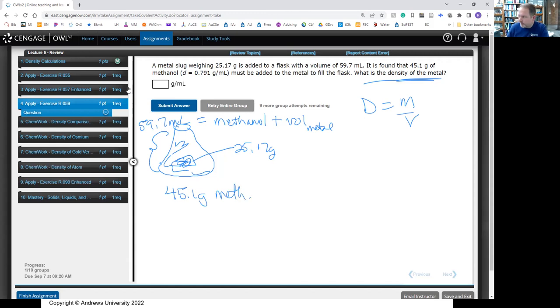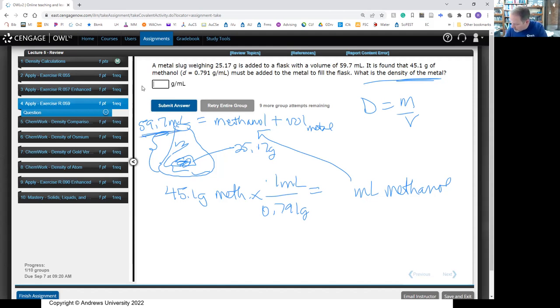No snickering out there. All right, now I got 45.1 grams of methanol, and I'm going to use the density as a conversion factor, and the grams got to go on the bottom so they cancel out with those grams. That's going to give me the volume of methanol. Now I can take that volume of methanol and subtract it from the total volume, 59.7.